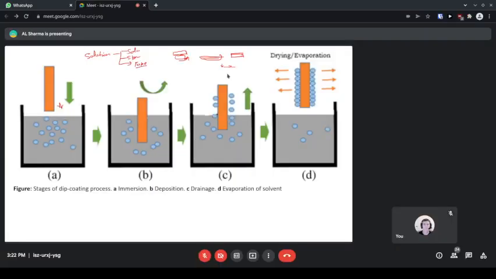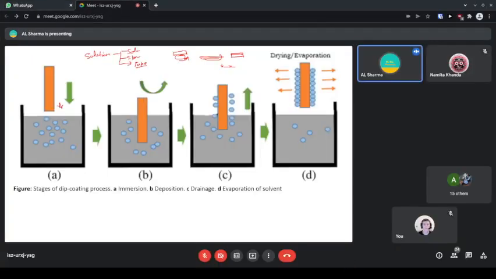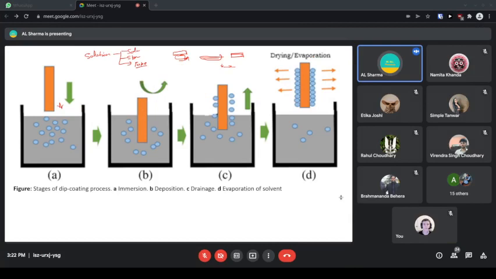Whereas on this side, you have the solution, and your substrate is first set in the machine itself. So what happens is, it slowly goes down. Once it has been dipped, based on the solution viscosity as well as the quality of your substrate, these solutions are going to get deposited on both sides of this substrate.